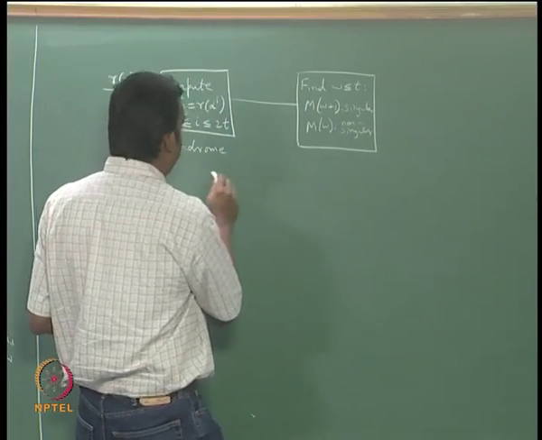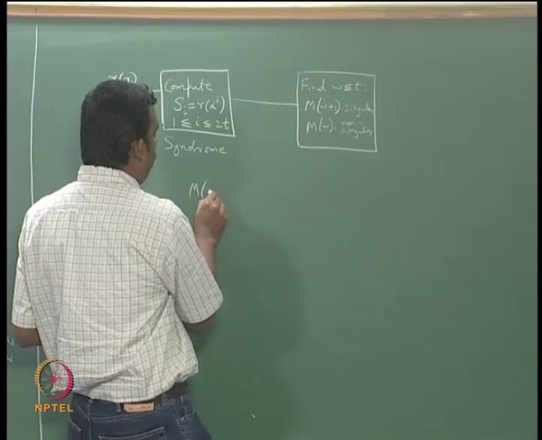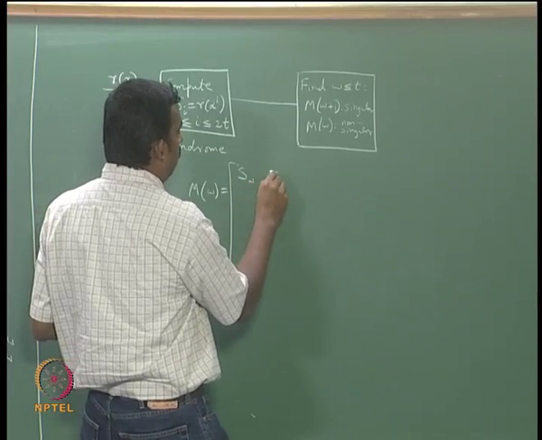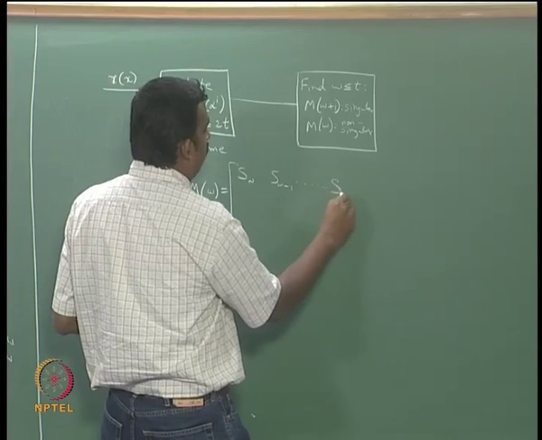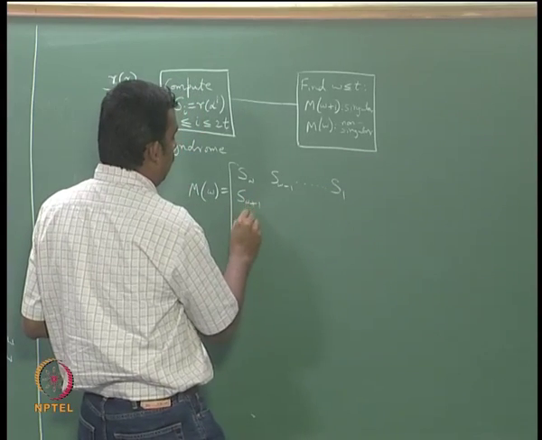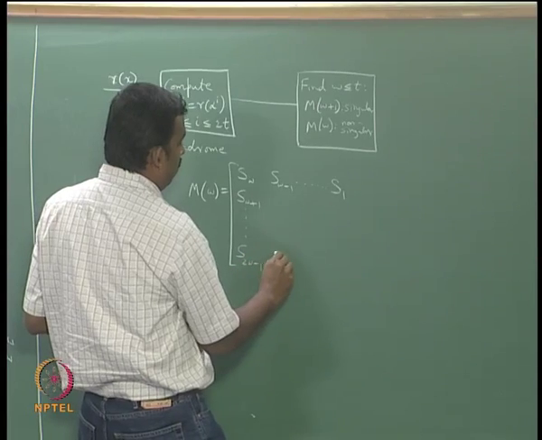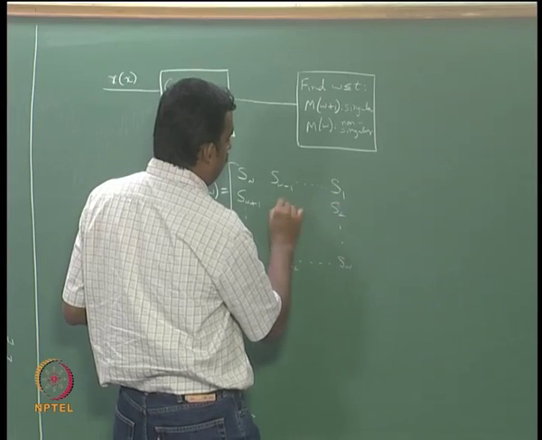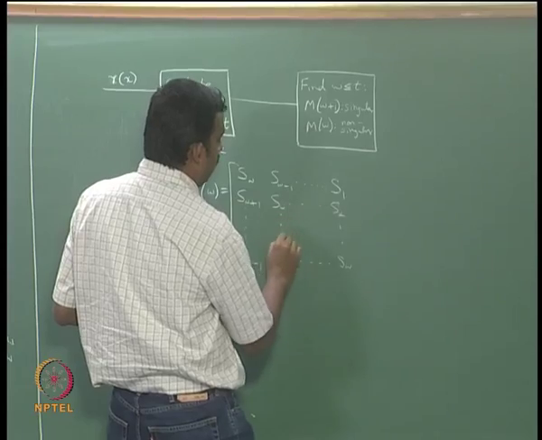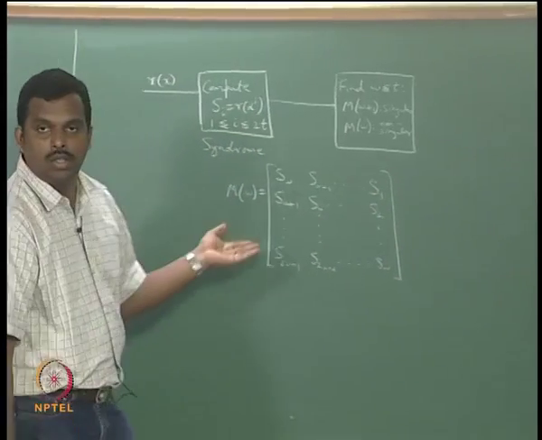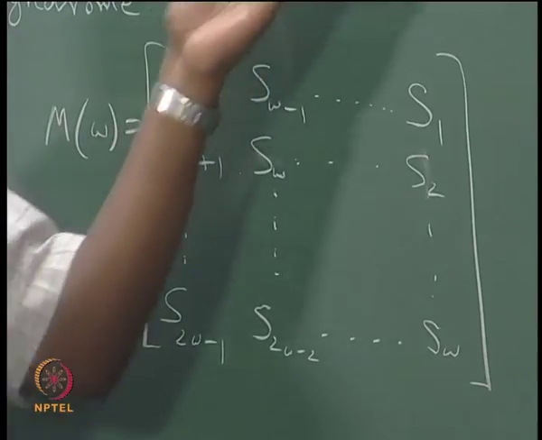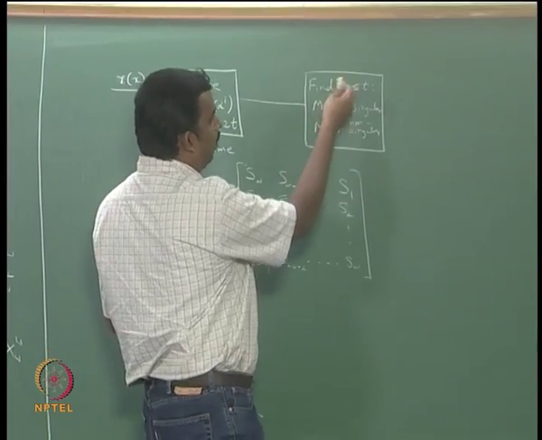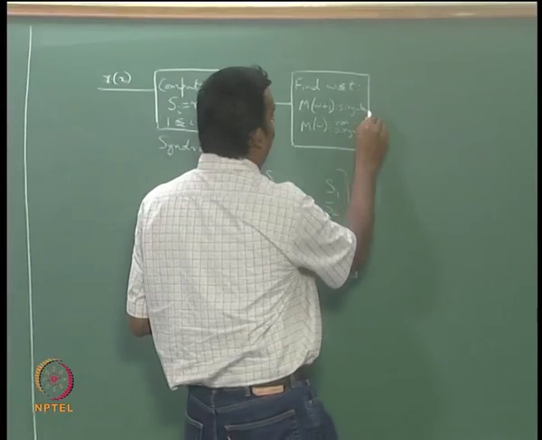What is this M of W? M of W is basically this matrix: S_W, S_(W-1), all the way to S1, then S_(W+1) all the way to S_(2W-1), down to S_(2W-2) all the way to S_W. Okay. So this is the matrix. You form these matrices, determine W for which it is non-singular and W plus 1 should be singular. Okay. If W is equal to T then that is okay. So you find the W.